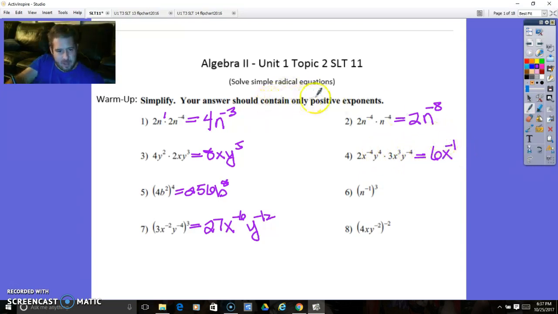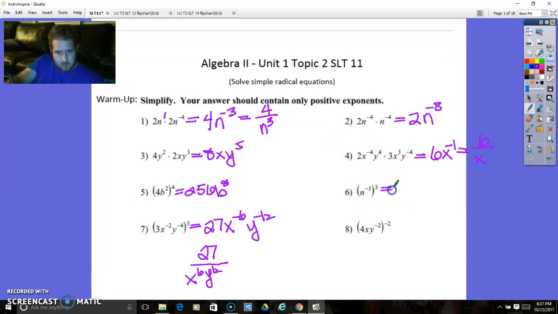Now, it does say it can't contain any negative exponents in your answer, so I'm going to turn that negative exponent into a positive exponent by flipping it to the bottom. Same thing goes for over here. So 27 times, okay, x to the 6th goes on bottom, and y to the 12th goes on bottom, so that's your final answer. And if I was going to change this one, okay, the 4 stays on top, and the n to the negative 3rd becomes n to the positive 3rd by putting it on the bottom.